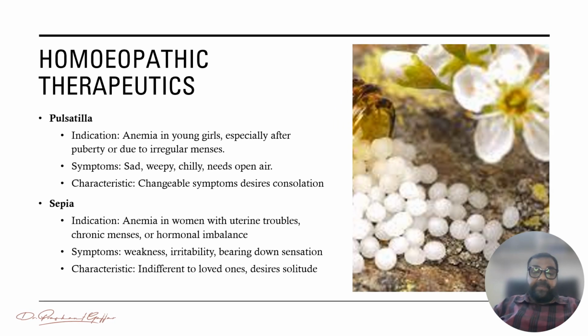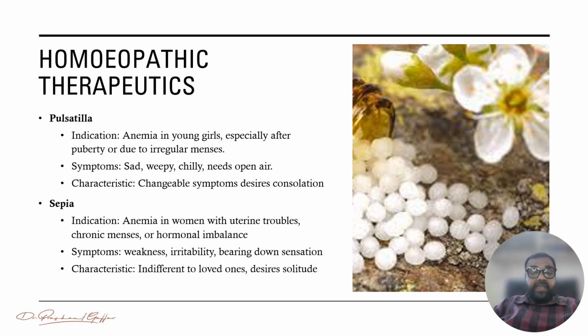The indication of the pulsatilla, there will be anemia into the younger girls, especially after the puberty or due to the irregular menses. And the symptoms are the sad, weepy, chilly, needs open air girl are there. Characteristic is a changeable symptom, desire to the consolation. Another, that is the sepia.